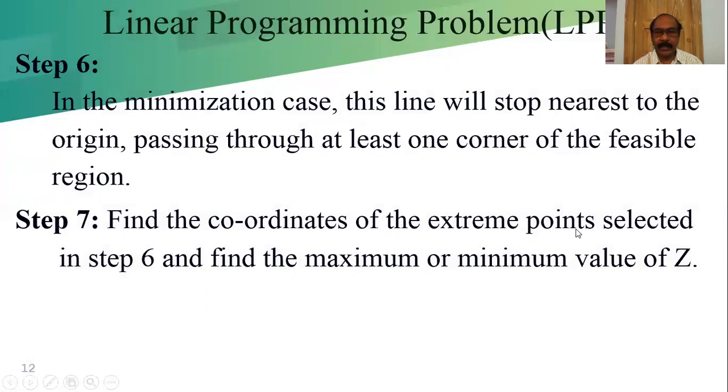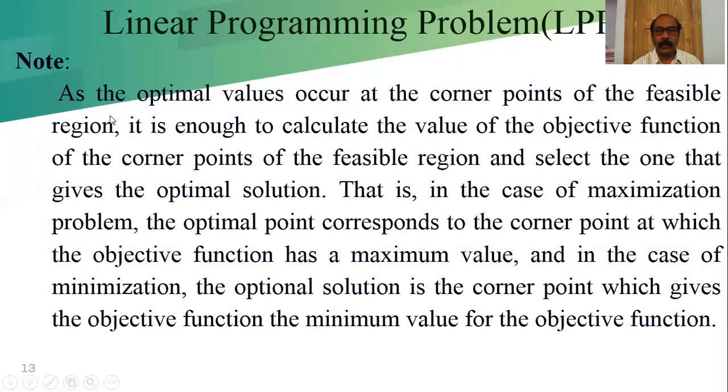Find the coordinates of the extreme points selected in step 6 and find the maximum or minimum value of Z. From that we can find out the minimum or maximum value of Z as per the given problem. So this is one way we can find the optimum value of the objective function, and another is: as many corner points as there are, we have to find the value of the Z function at each. Then from that we select which gives us the maximum or minimum as per the given problem.